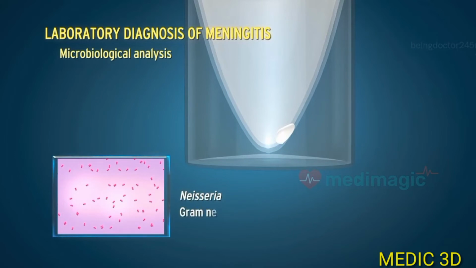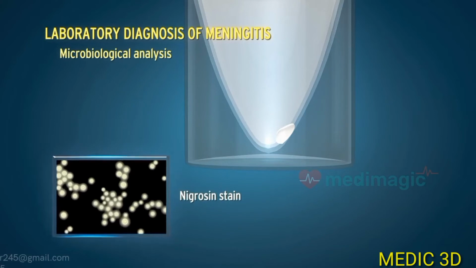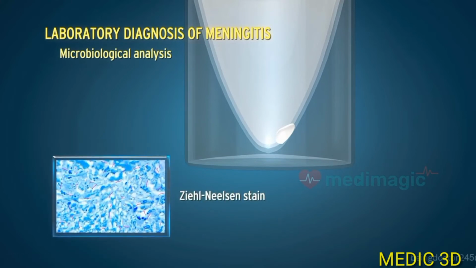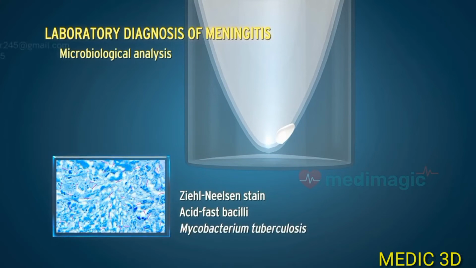Neisseria is a gram-negative coccus. Nigrosin stain is used for detecting the capsule of Cryptococcus neoformans, and Ziehl-Neelsen stain will reveal acid-fast bacilli. This is used to identify Mycobacterium tuberculosis.